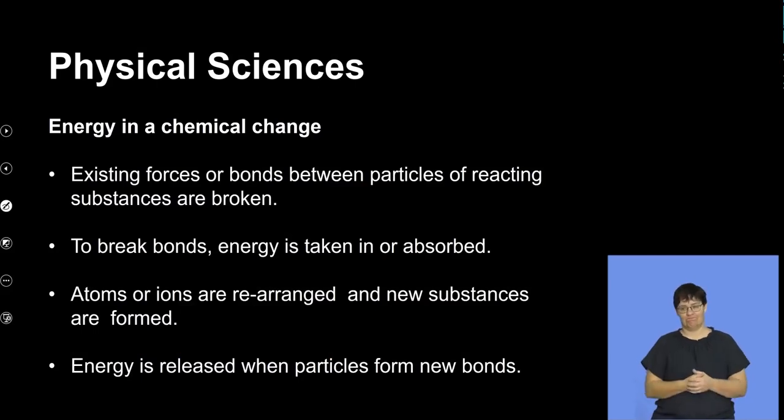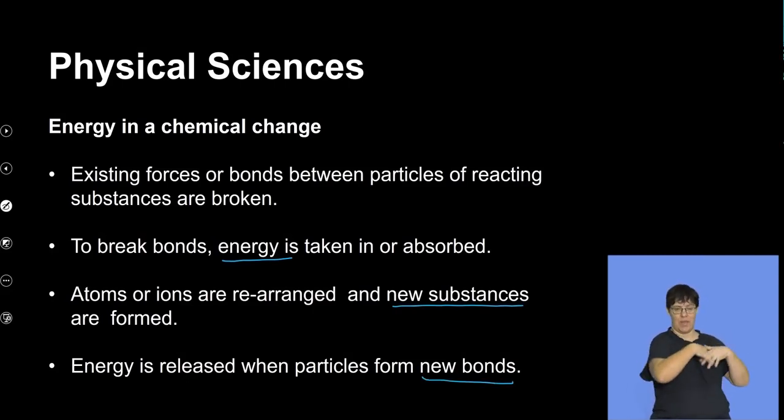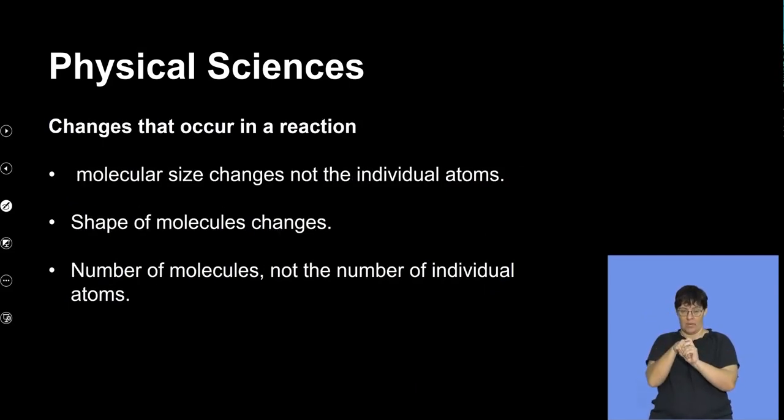So in a chemical change, existing forces or bonds are broken between the particles of the reacting substances. And to break bonds, we spoke about the energy being absorbed. When atoms are rearranged, then new substances are actually formed. So the release of energy only happens when new bonds are formed. But when bonds are broken, energy is absorbed. That's the main idea in as far as that.